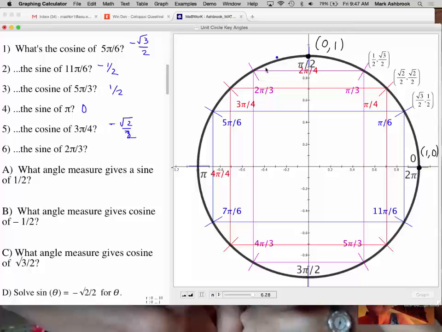So we're going to come up here to this angle, and we want, what is sine? What's the meaning of sine? Vertical or horizontal? So we want the vertical distance for this point from the angle 2 pi over 3. It's going to be the same as the vertical distance for pi over 3, so it has the same sign as pi over 3. Okay, what angle measure gives a sine of 1/2? Talia. Pi over 6 and 5 pi over 6. Right.